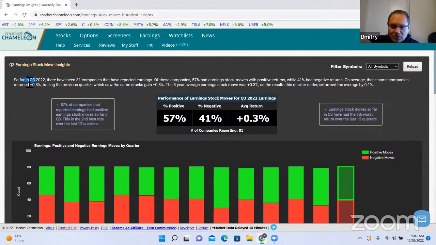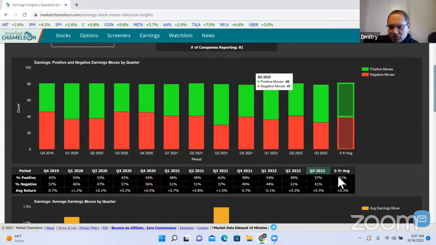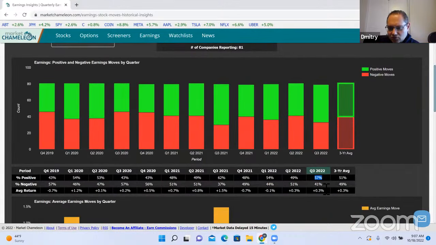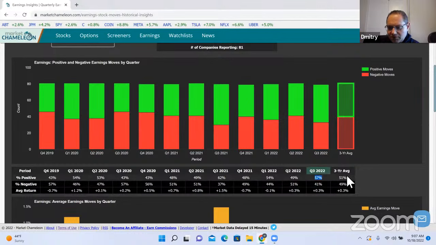The companies we are tracking, 81 that reported earnings, 57% of them so far were up after their release. So that day, after they released, on the day they were up, 41% were down, with an average gain of 0.3%. And we could see here that this is where we are here, third quarter. If we compare that to the 3-year average, a little bit better.